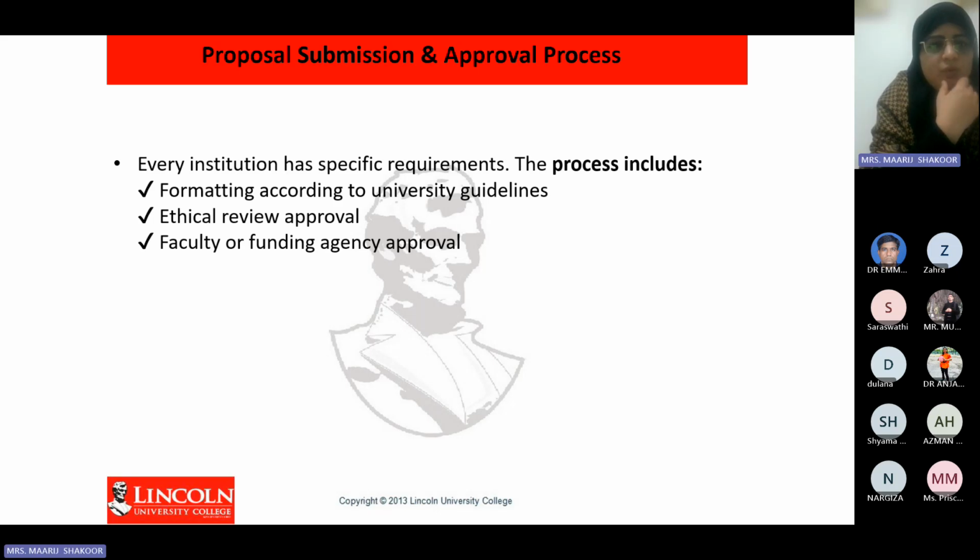Proposal submission and approval process. Every institution has specific requirements. You have to follow the formatting according to the university guidelines. It is already given to you whenever you get admission. Ethical review approval, faculty or funding agency approval.